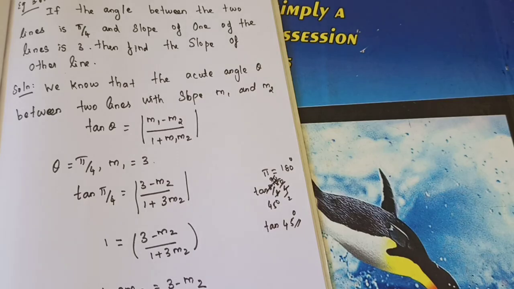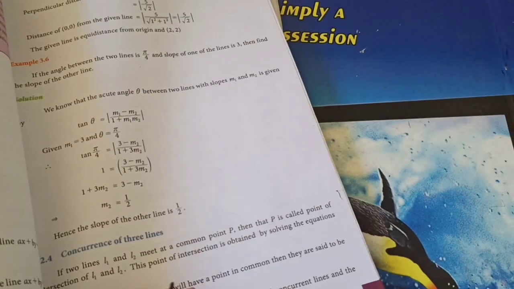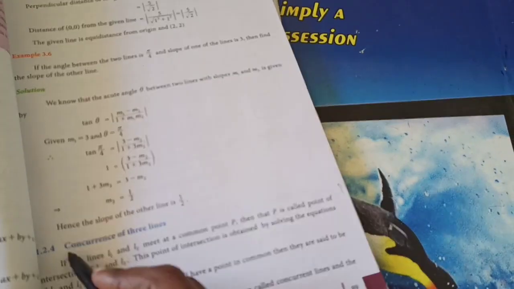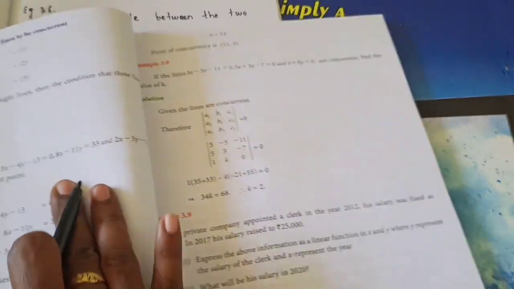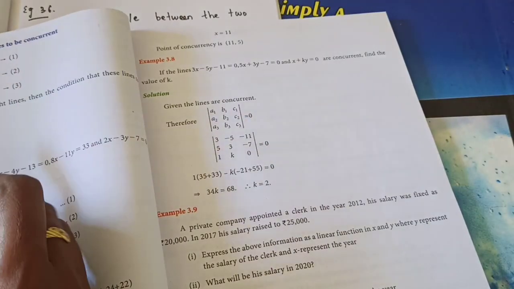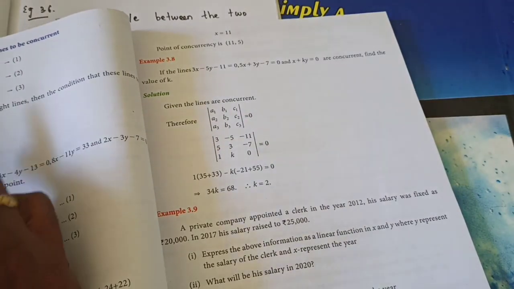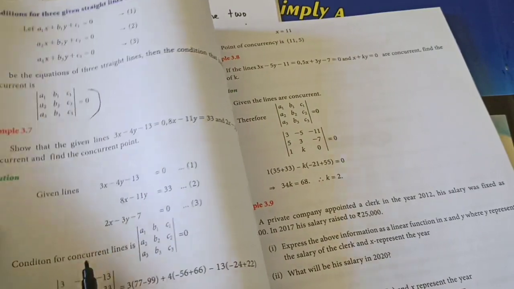Take down your books, all of you. Concurrency of lines. After completing this example, put the heading: concurrence of 3 lines. Okay. Concurrence of 3 lines. So here what you need to take down in your note is the conditions for 3 straight lines to be concurrent. So this one you need to take down in your note. Okay. So this is a formula.